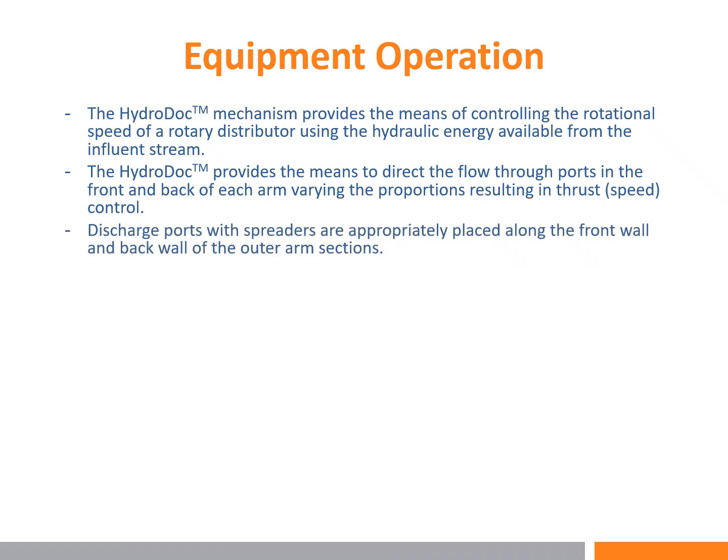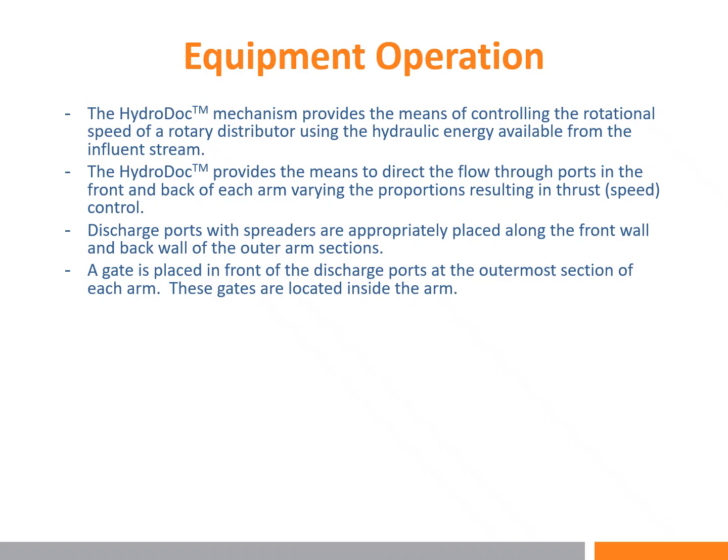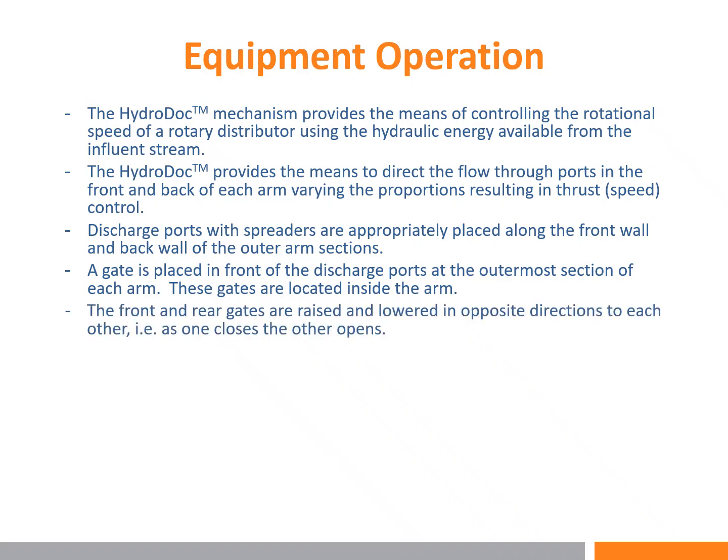Discharge ports with spreaders are appropriately placed along the front wall and back wall of the outer arm sections. A gate is placed in front of the discharge ports at the outermost section of each arm. These gates are located inside the arm. The front and rear gates are raised and lowered in opposite directions to each other. For example, as one closes, the other opens.